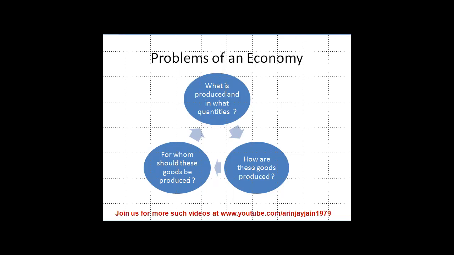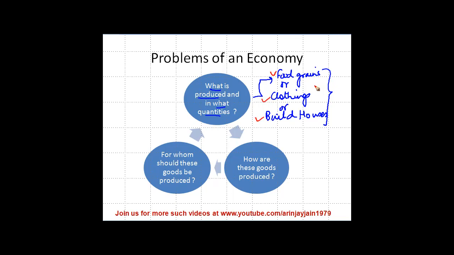Now, having seen the problem of choice, let us now see what are the problems that are faced by an economy. The first problem is what is to be produced and in what quantities. So I discussed this earlier, whether to produce food grains or clothings or build houses. So these are, let's say, three uses which land can be put to. So the question with an economy is what is to be produced?